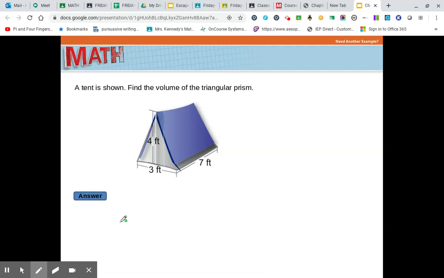So I'm looking at it as if this is your base, right? Here's your triangular base. I believe that 3 belongs to the base of this triangle, and that 4 belongs to the height of this triangle. That's what this pretty much tells us. This is actually the height of the entire prism.